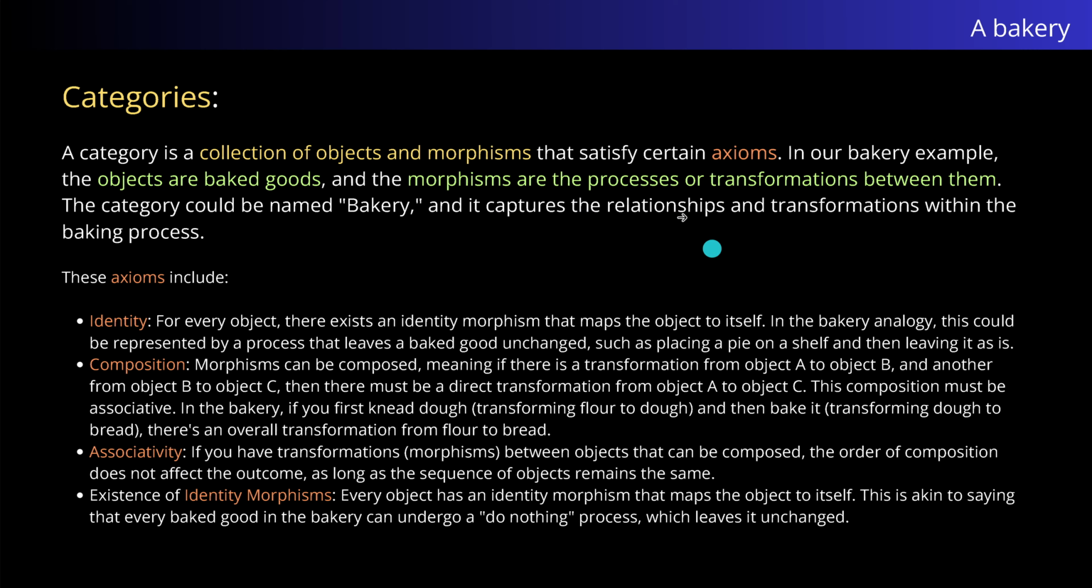So now we are able to define what a category is. A category is a collection, now we know, of objects and morphisms. And those objects and morphisms satisfy certain axioms. Pure mathematics. In our simplified bakery example, the objects are our baked goods that you see when you enter the bakery, and the morphisms are the processes, or we call it transformations, between them. The category could be named bakery, and it captures the relationships and transformations within the baking processes. And as I told you, we look at the axioms, and here, for example, we have to have an identity, we have to be able to do a composition, and we have the associative rule.